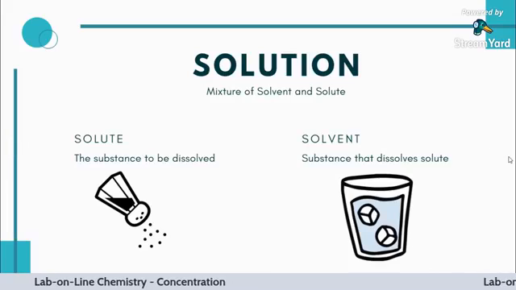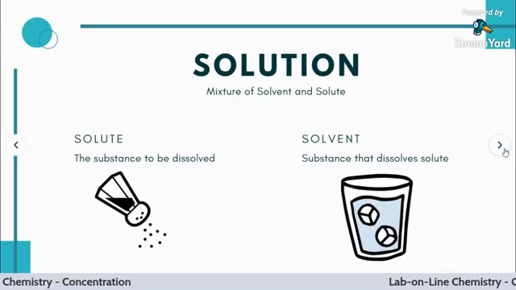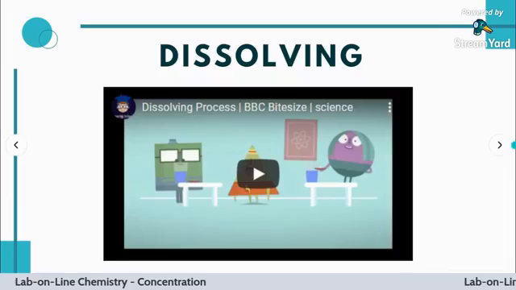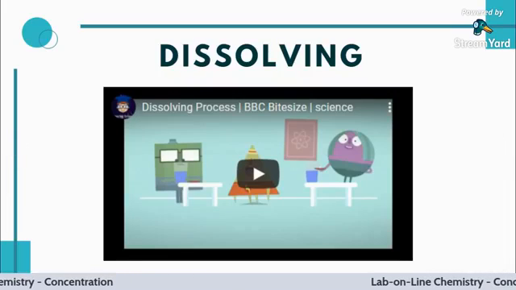So for example, today we're going to have sugar, coffee, and condensed milk as the solute, and the solvent will be the water. So let us watch a very short video from BBC Bitesize that talks about the dissolving process. Here you go.